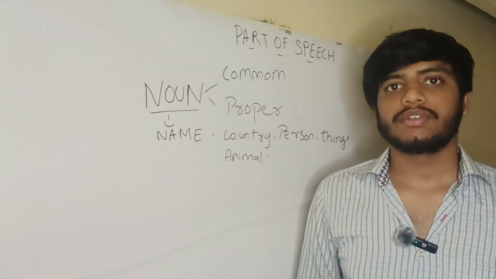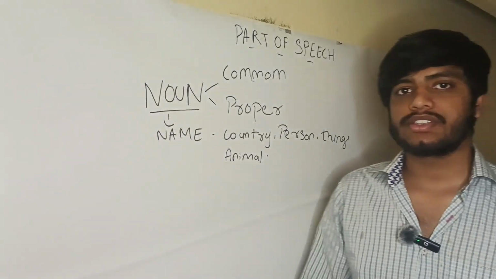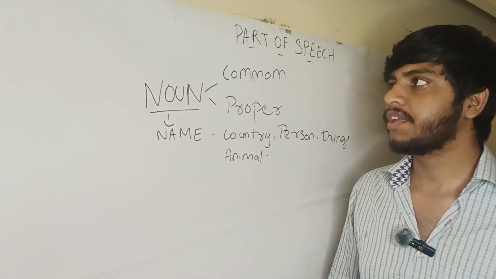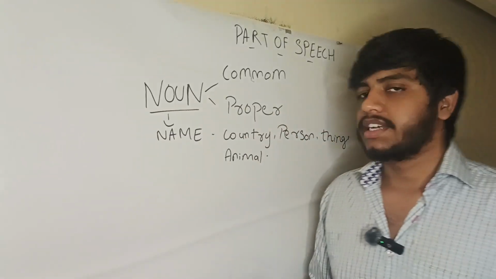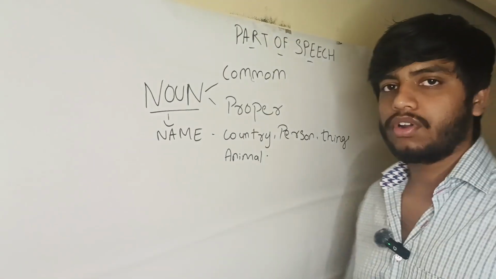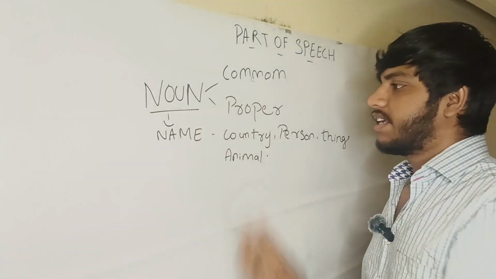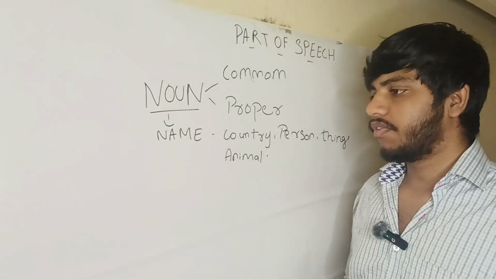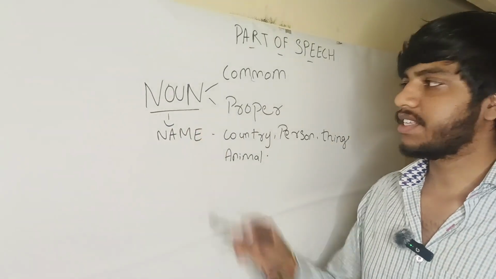Aspirants, today we are going to learn about parts of speech, which is for English in RBI, and it consists of 8 parts, which is noun, pronoun, etc. We will go through all of it. It's a basic grammar. Now, first we should understand noun.